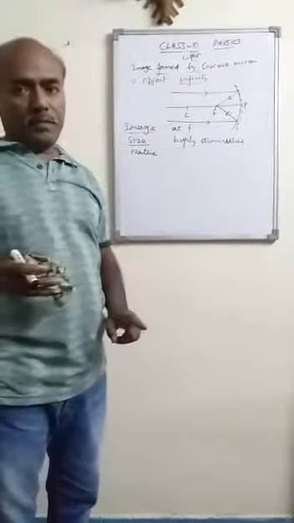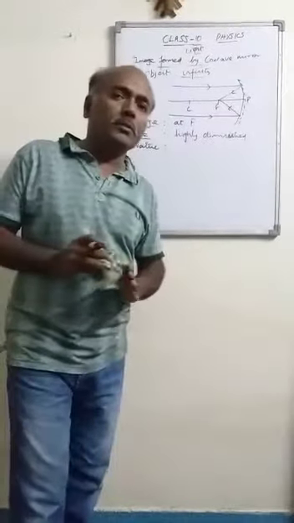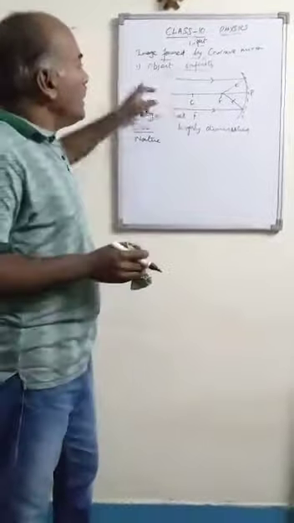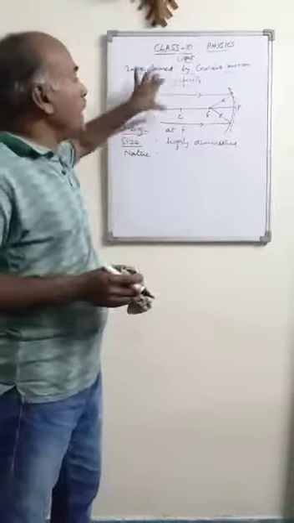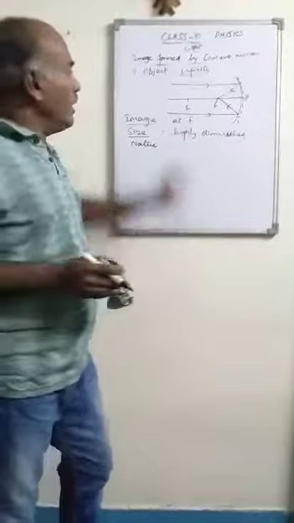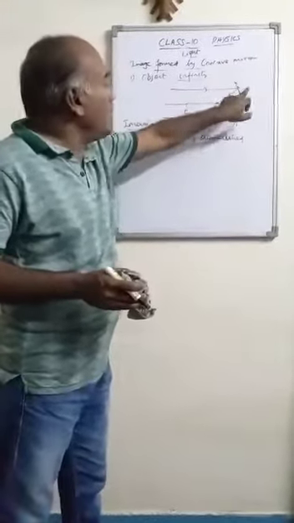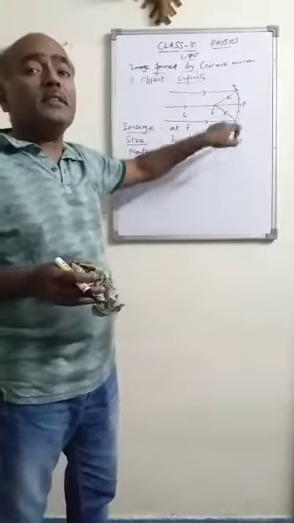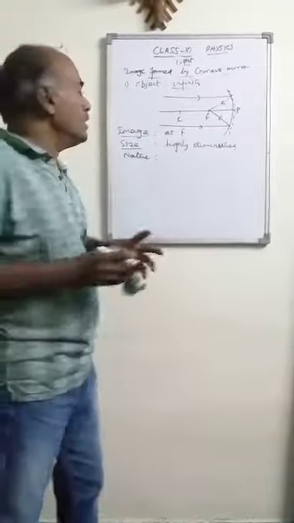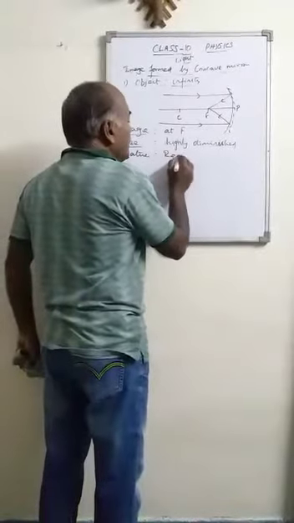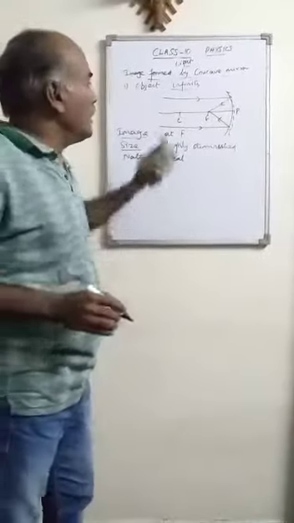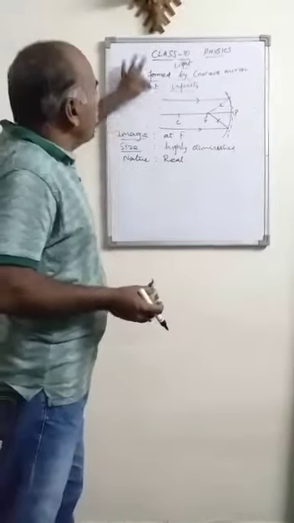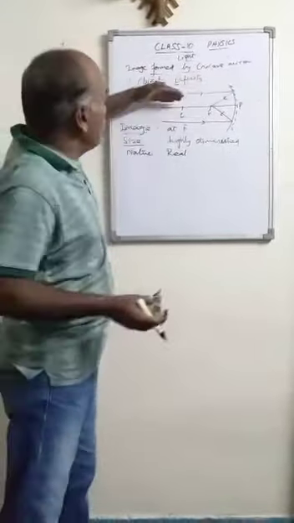So the real image, in the earlier classes also you must have studied this. Real image is the image formed by actual meeting of light rays. Here the light rays are traveling towards the mirror and striking and meeting at the point. That meeting is the actual meeting, real meeting. So the image formed by it is real.